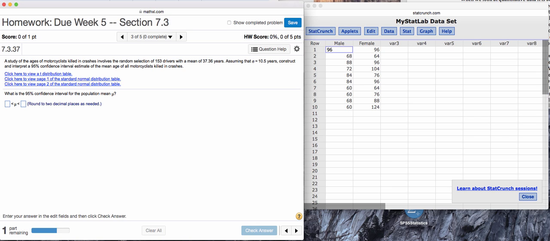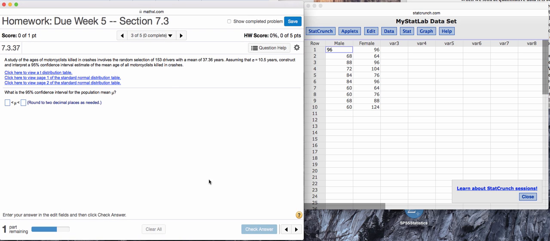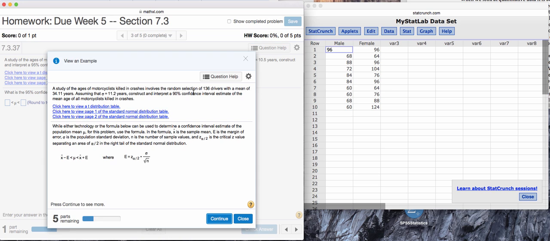StatCrunch can also be used to find a confidence interval for a mean. Keep in mind the general rule. If your sample size is larger than 30, you want to use a z-distribution or normal distribution. If it's smaller, we want to use a t-distribution. So let's take a look at a sample with a larger sample size.